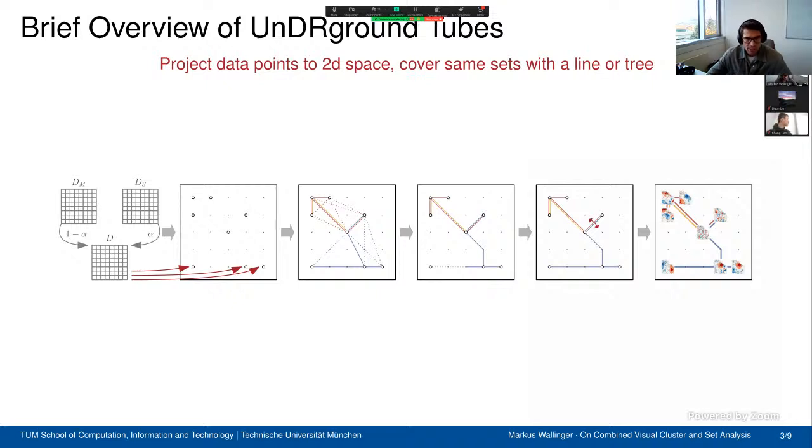So very, very briefly, with underground tubes, we are projecting data points from a high dimensional space to a two-dimensional space. And then to visualize the set relationships, we cover them by lines or trees similar to the metro map metaphor. Probably for this paper, the most important aspect is the first step of the pipeline. There we have dissimilarities between the elements in the high dimensional space and also the dissimilarities between the elements in the set space. And what we do in this step is we use a mixing parameter alpha to combine them before we project them.